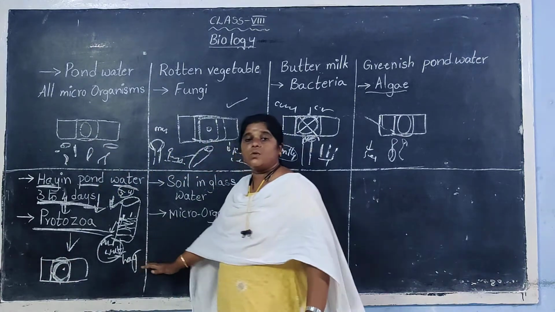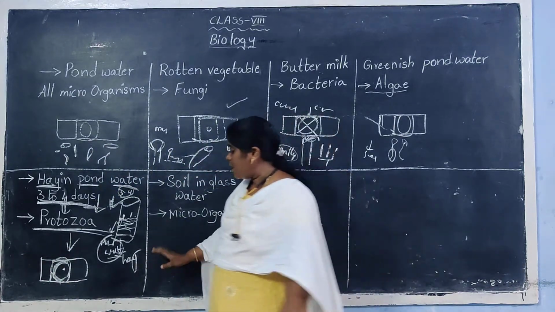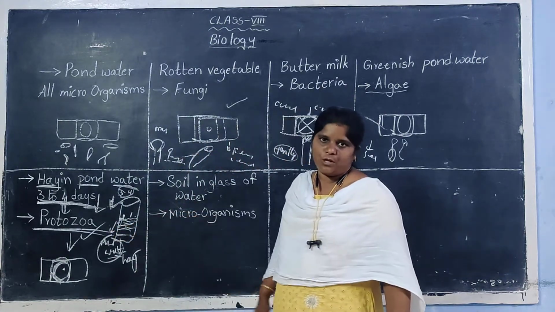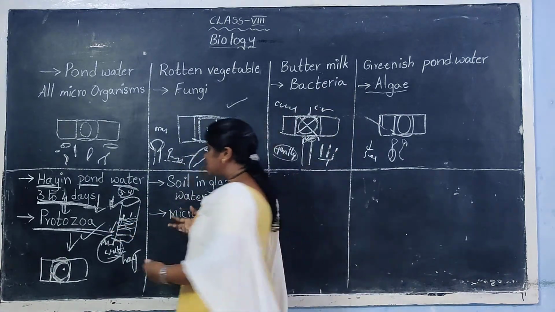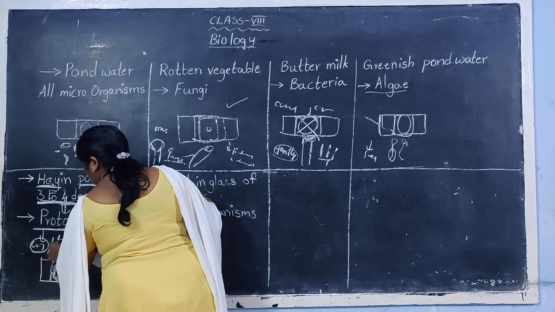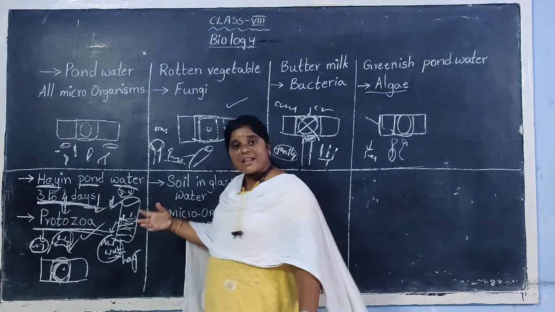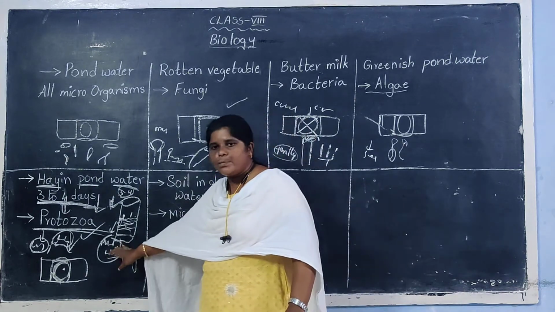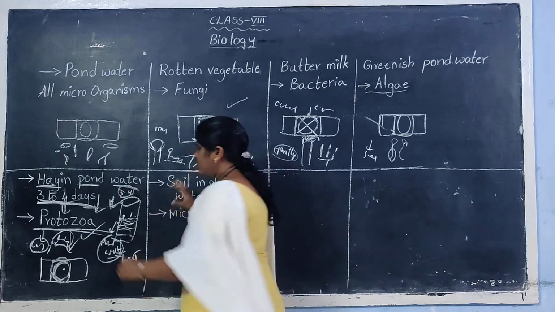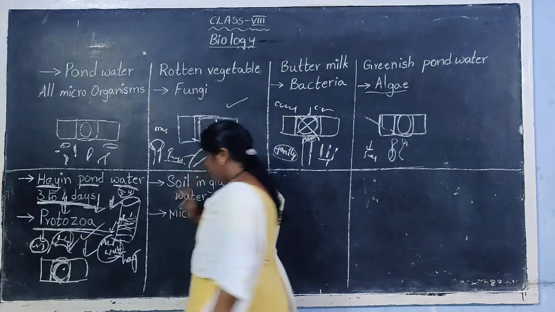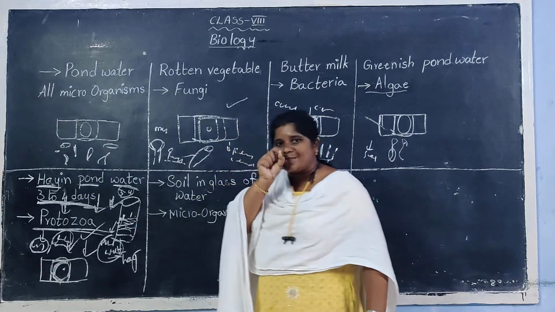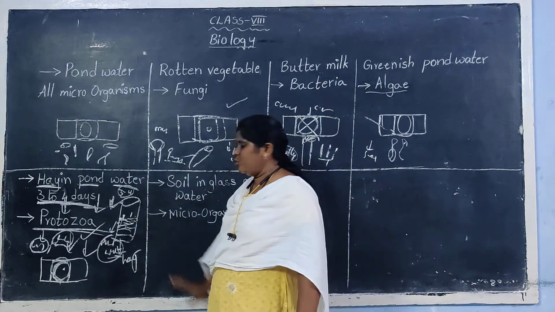You can observe amoeba. So amoeba is a what? Protozoa. Okay, so all these, amoeba, Chlamydomonas, Paramecium, all these come under protozoa. So if you want to observe protozoa, what you have to do is mix the same in pond water, and take the experimental material, that drop of pond water.